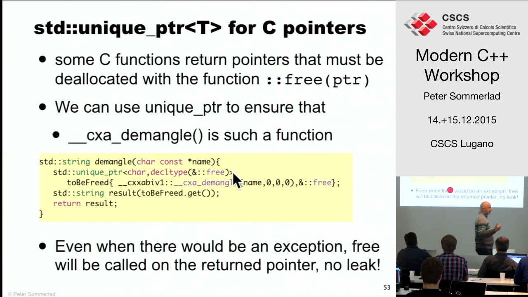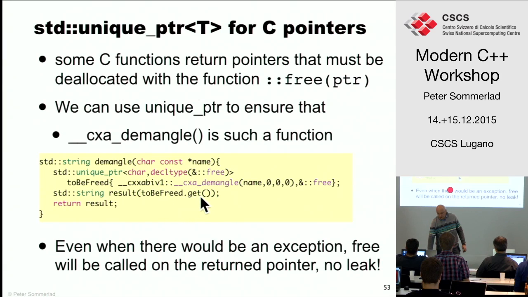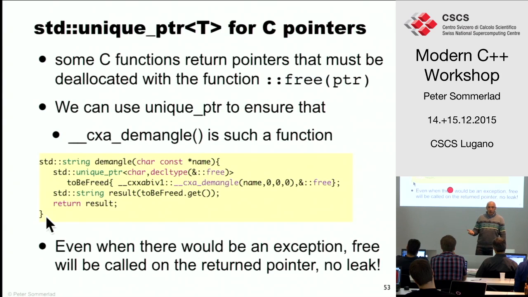What we want to get from that function is actually the name of that thing. So we return the name as a string. We take the pointer out of the unique pointer, which is a character pointer, and pass it to the string constructor, which copies the characters into a string object. We return that string object, and once we're done with the function, our unique pointer, to-be-freed, goes out of scope, and the free function gets called. The memory that cxa demangle created for me is automatically freed, so I don't get a memory leak here.